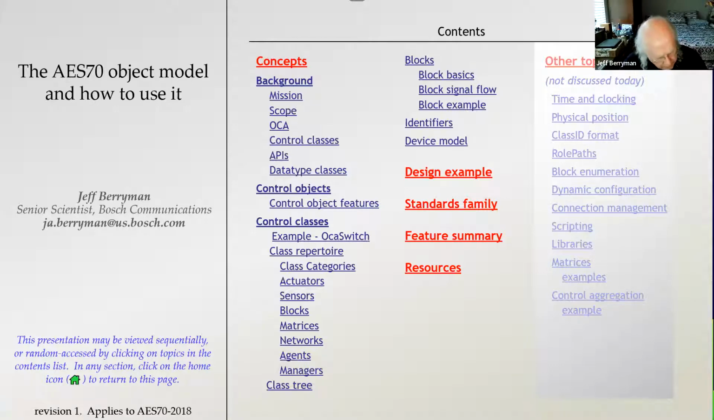AES70 has some similarities to SNMP because they're both control protocols. SNMP has a more basic set of types. It has a different kind of structuring where you create an information block for each device, and you operate on that information block. There are gets and sets in a lot of protocols.